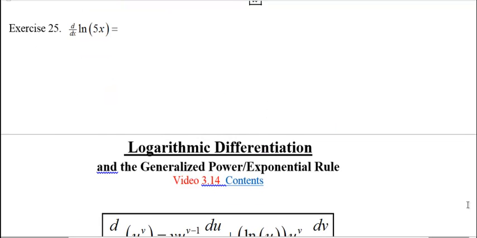Okay, and then I'll let you work some more on these examples, and we'll come back with the next video and talk about the generalized power and exponential rule and a technique called logarithmic differentiation.